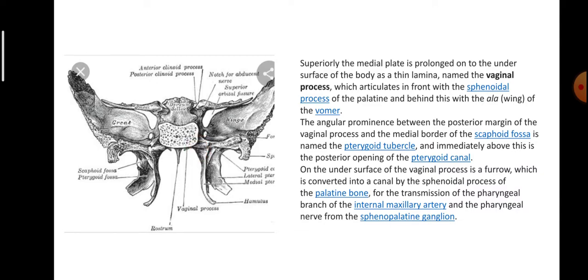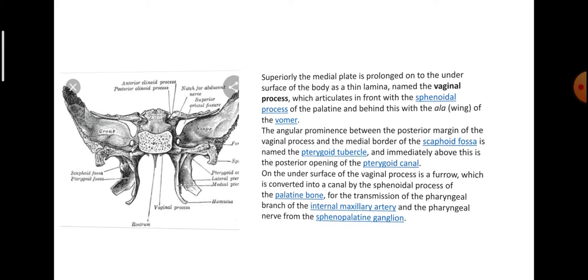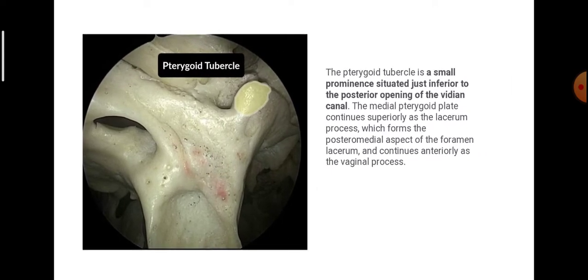On the undersurface of the vaginal process is a furrow which is converted into a canal by the sphenoidal process of the palatine bone for the transmission of the pharyngeal branch of the internal maxillary artery and the pharyngeal nerve from the sphenopalatine ganglion. Now, the pterygoid tubercle is a small prominence situated just inferior to the posterior opening of the Vidian canal. The medial pterygoid plate continues superiorly as the lacerum process, which forms the posteromedial aspect of the foramen lacerum, and continues anteriorly as the vaginal process.